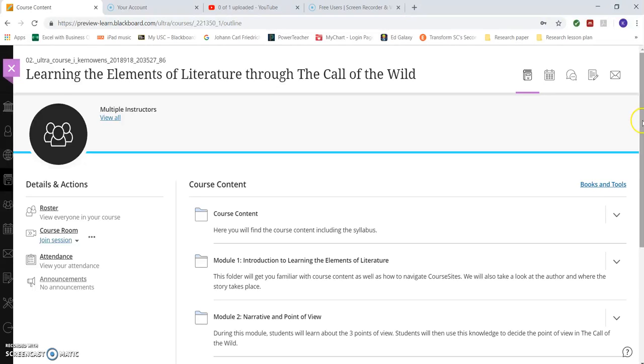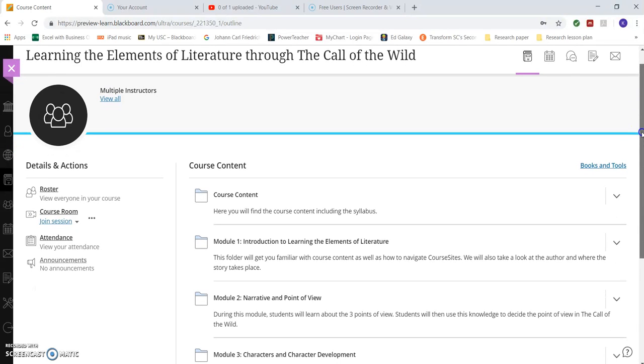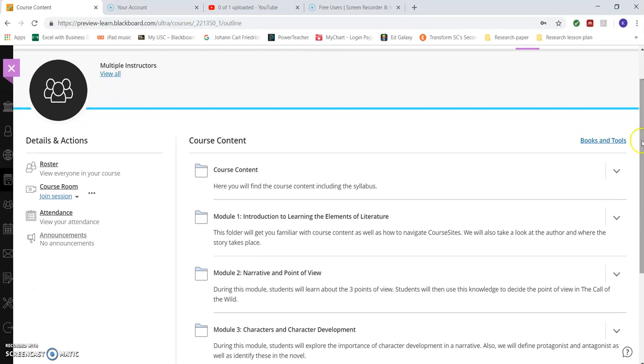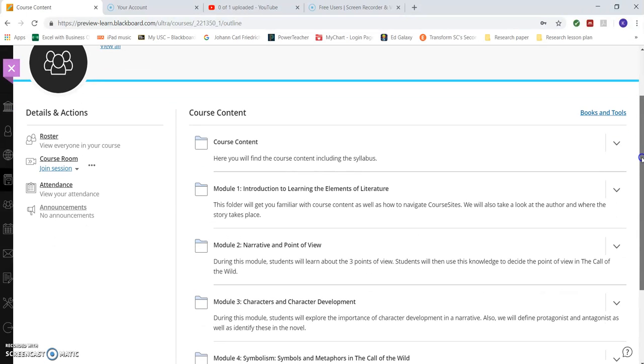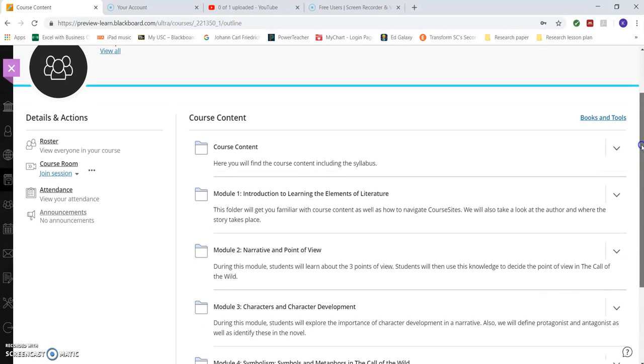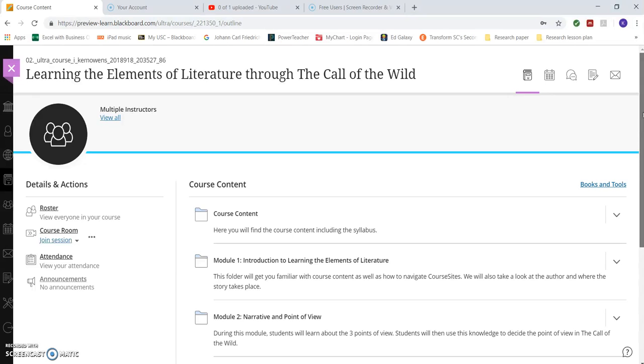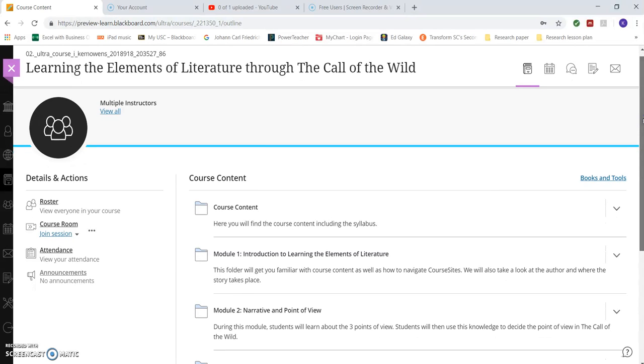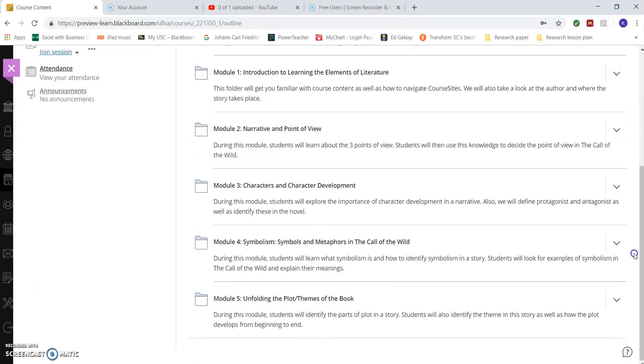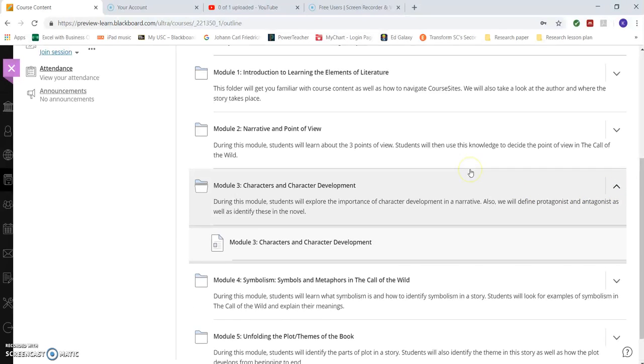So we have about reached the halfway point of this course, so that's exciting. So here we are on the front page of our course, and we're going to scroll down to Module 3 and jump right into the thick of things. So we're going to wait for our module to open up. There we go.